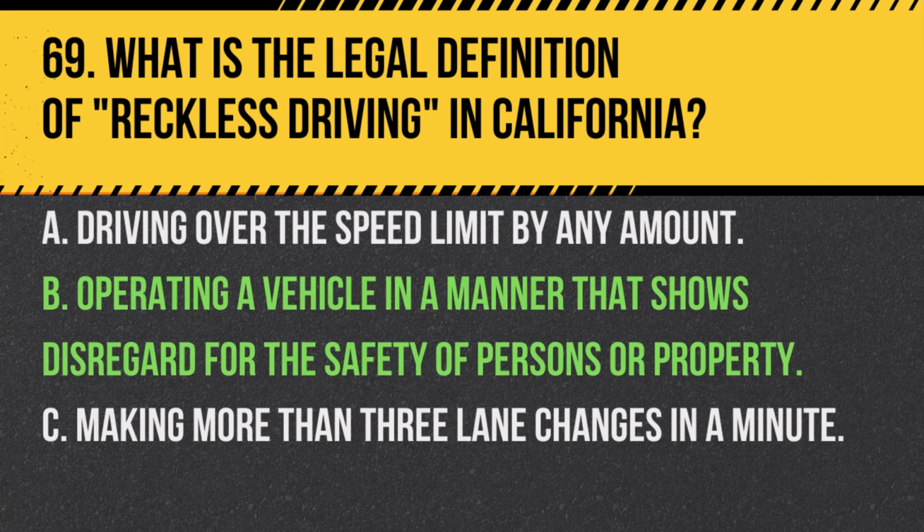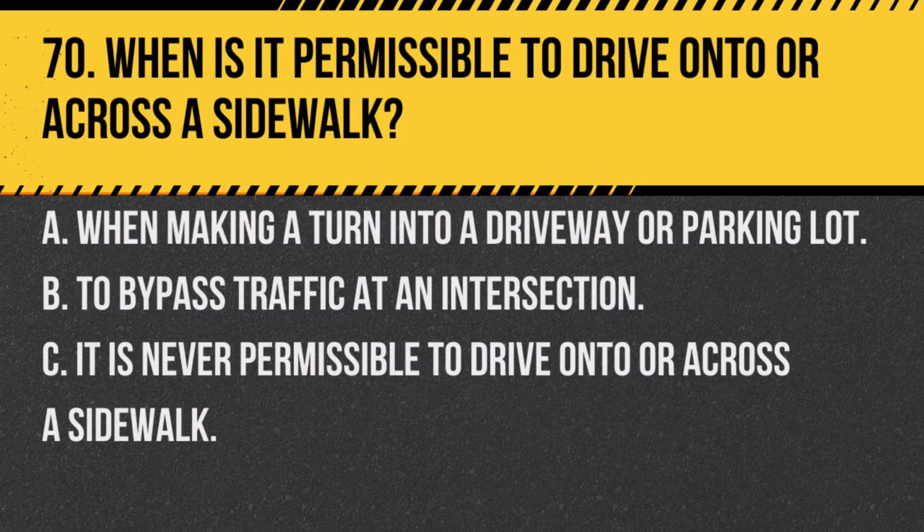Answer B. Operating a vehicle in a manner that shows disregard for the safety of persons or property. Reckless driving involves actions that are dangerously indifferent to the rules of the road and safety. Question 70. When is it permissible to drive onto or across a sidewalk? A. When making a turn into a driveway or parking lot. B. To bypass traffic at an intersection. C. It is never permissible to drive onto or across a sidewalk.